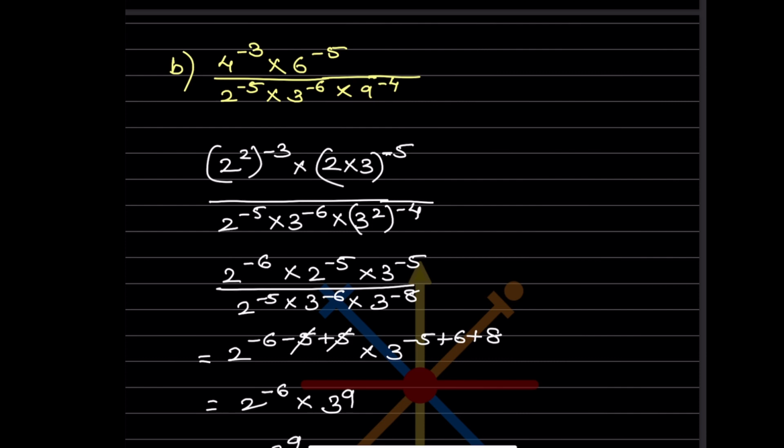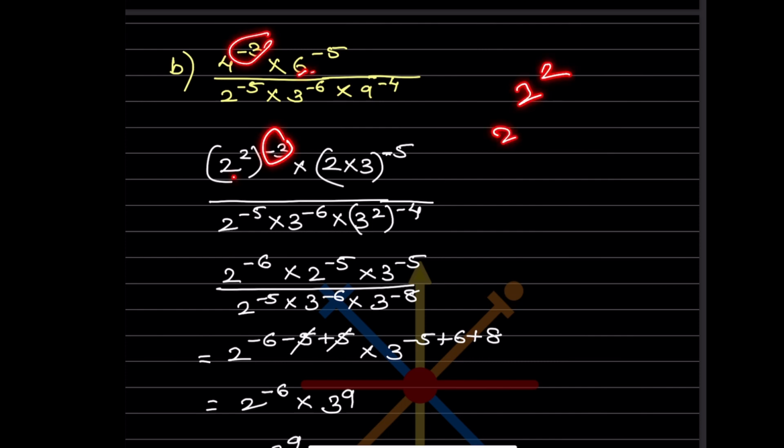Now what will you do here? We can see 2 and 3 here. So we can also form this in the form of 2 and 3. It's possible here. So 4 we can write as 2 raised to 2.